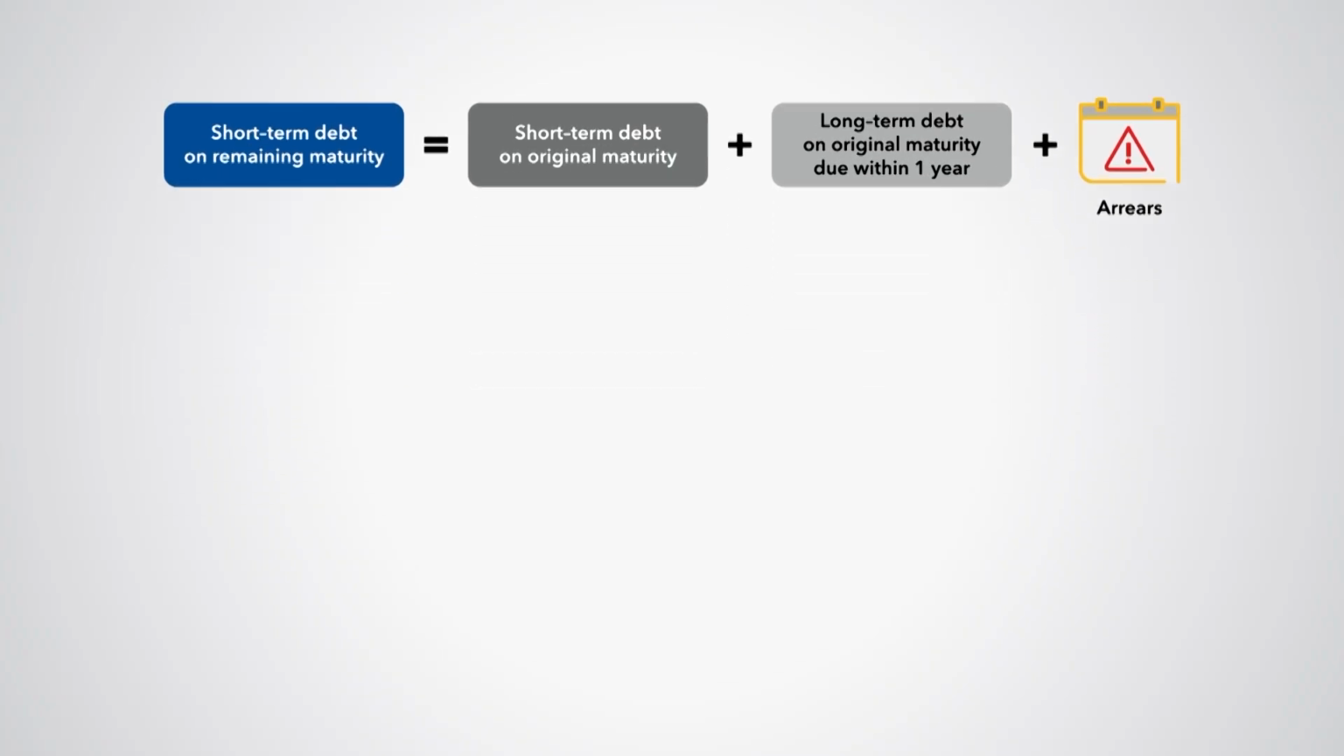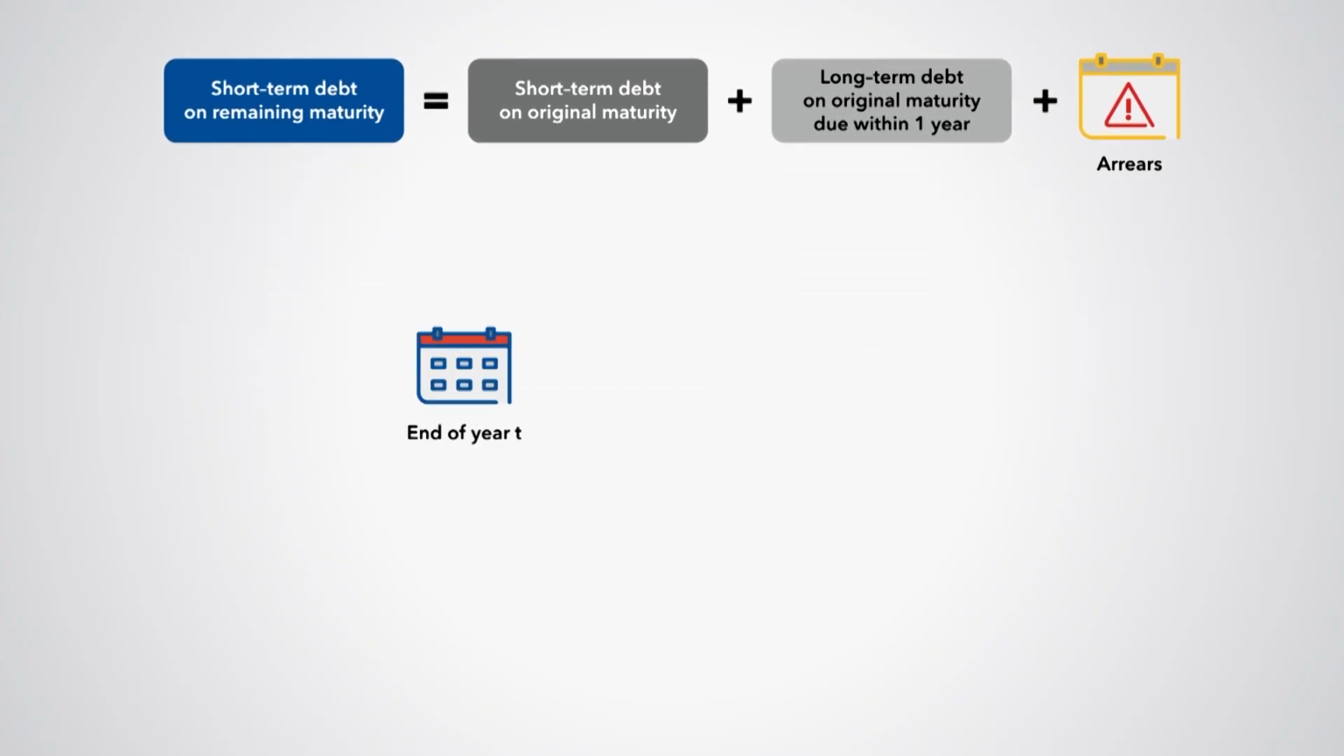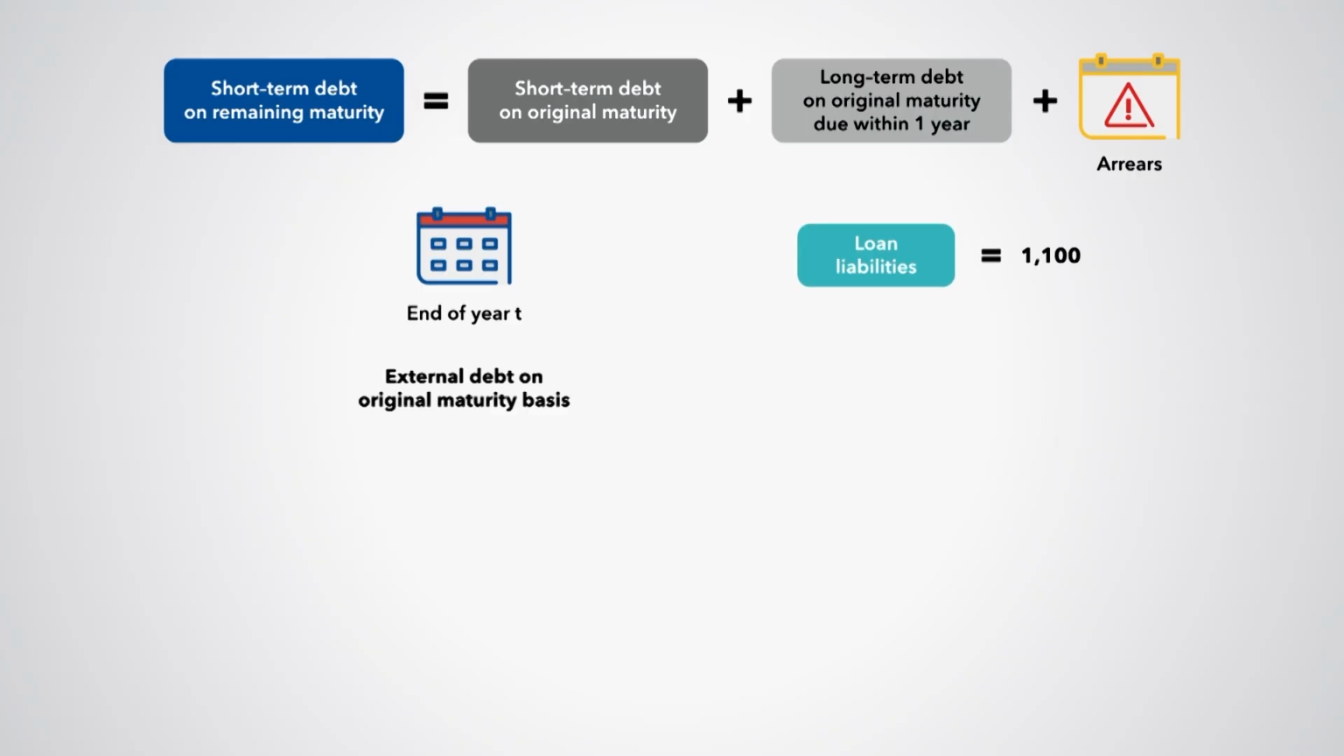For example, assume that at the end of year T, the total amount of loan liabilities of a country is 1,100, of which, on an original maturity basis, 400 is short-term and 700 is long-term. It is known that 250 of the 700 loans that are long-term on an original maturity basis are due during the next year, year T plus 1. In addition, 100 of the 700 long-term loans on an original maturity basis are in arrears.